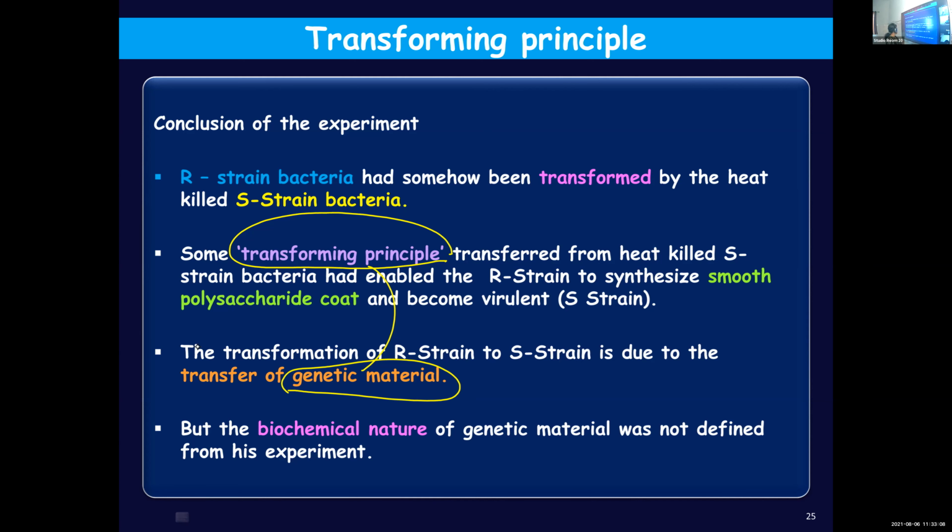I'll repeat all the points again. We will be learning more about this genetic material, how they found out the biochemical nature of genetic material. Soon we'll be learning, not later.